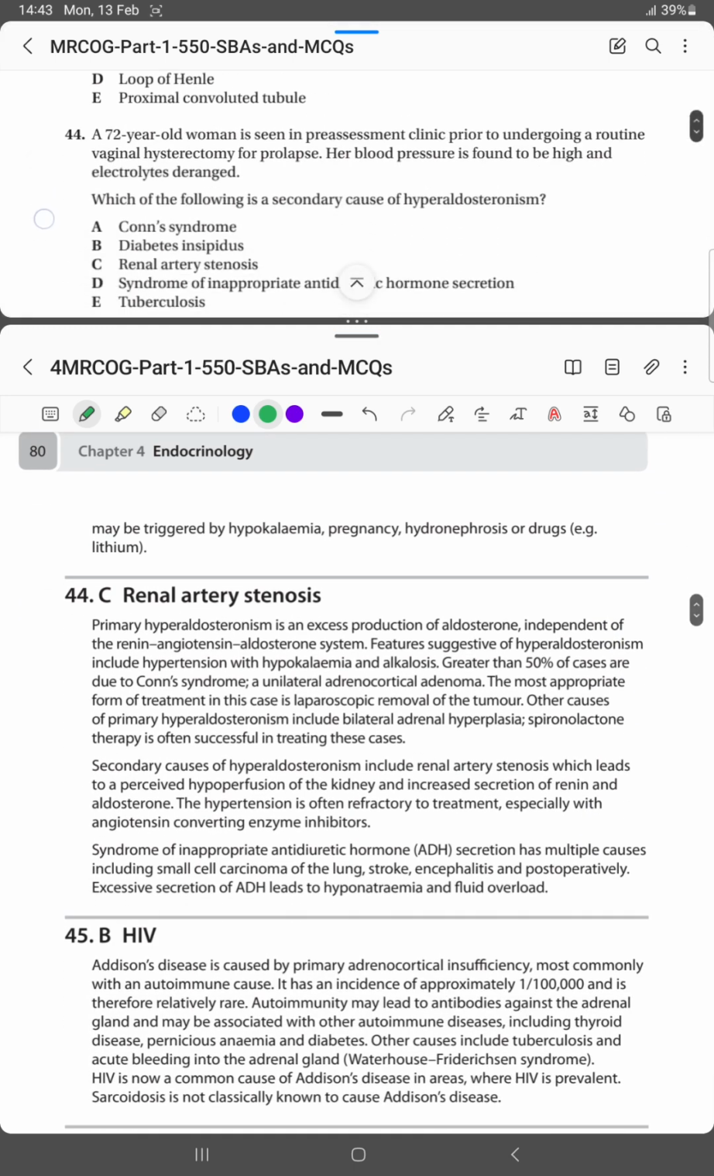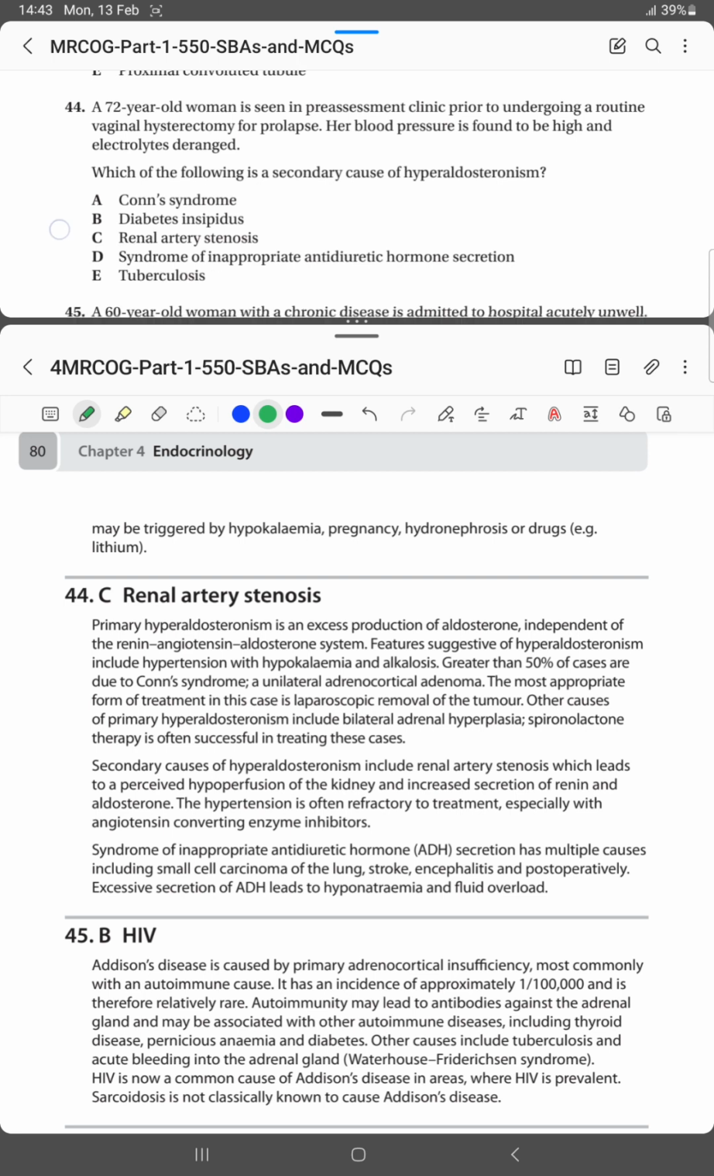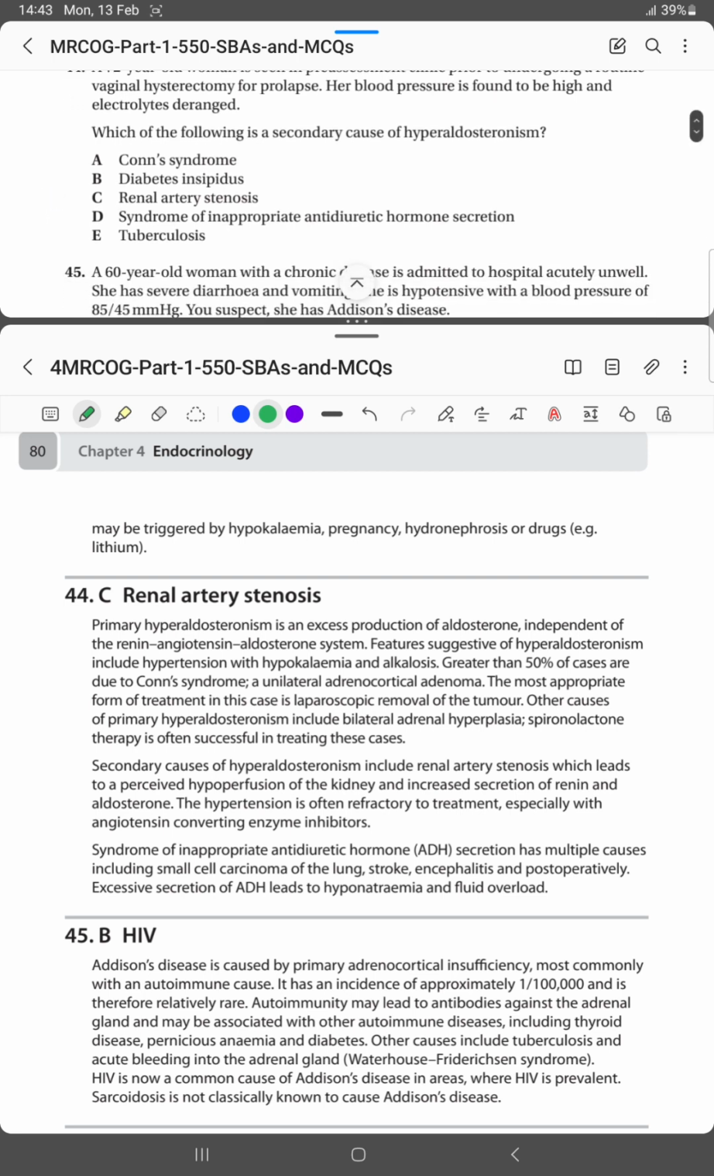Now let's do our next question. A 72-year-old woman is seen in the pre-assessment clinic prior to undergoing a routine vaginal hysterectomy for prolapse. Her blood pressure is found to be high and electrolytes are deranged. Which of the following is a secondary cause of hyperaldosteronism? It is renal artery stenosis.